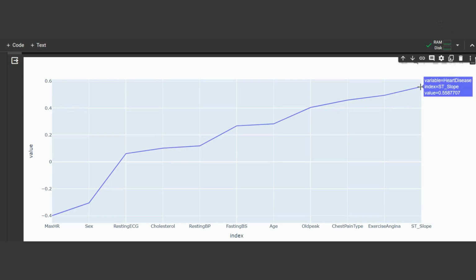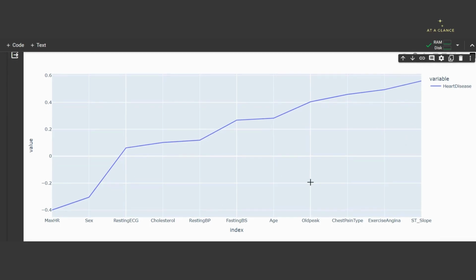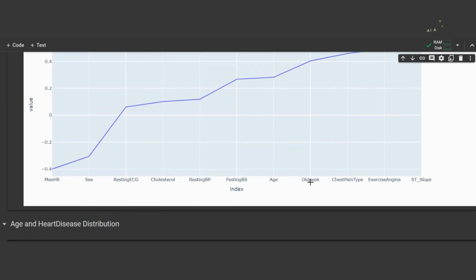And if you see the last value, which is ST underscore slope, it has the highest correlation with the heart disease column, which says that it has a positive correlation. So I hope this particular plot is clear. Now let's move on to the another.